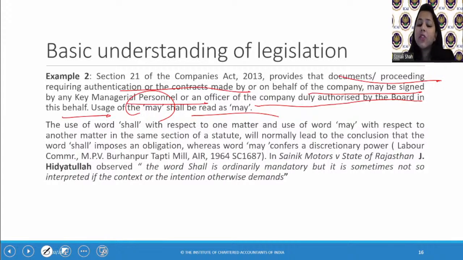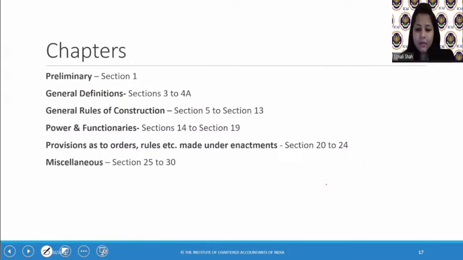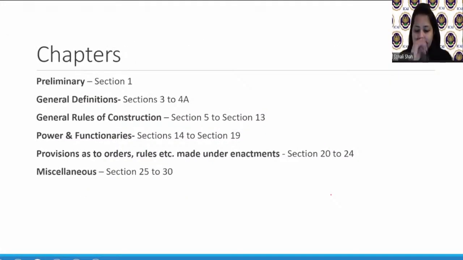Correct. So there was a case, Sainik Motor versus State of Rajasthan. In this case, Justice Hidayatullah observed that the word shall is ordinarily mandatory, but it is sometimes not so interpreted if the context or the intention otherwise demands. So generally the word shall is mandatory, but if the intention or the context demands something else, in that case it may be interpreted otherwise. Is that clear? Is that clear?